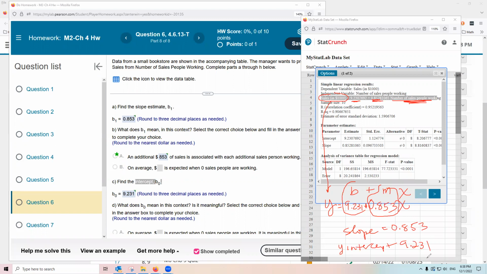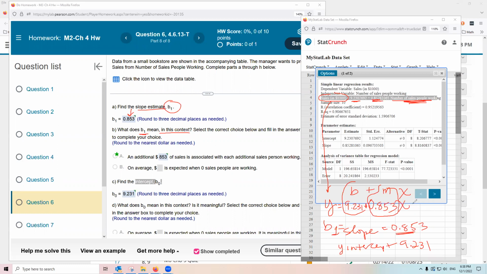Now, in our textbook, we call the slope b sub 1. So this number here is b sub 1. So the slope for us is 0.853. So here it is. And then it says, what does this slope, what does b1 mean in this context?